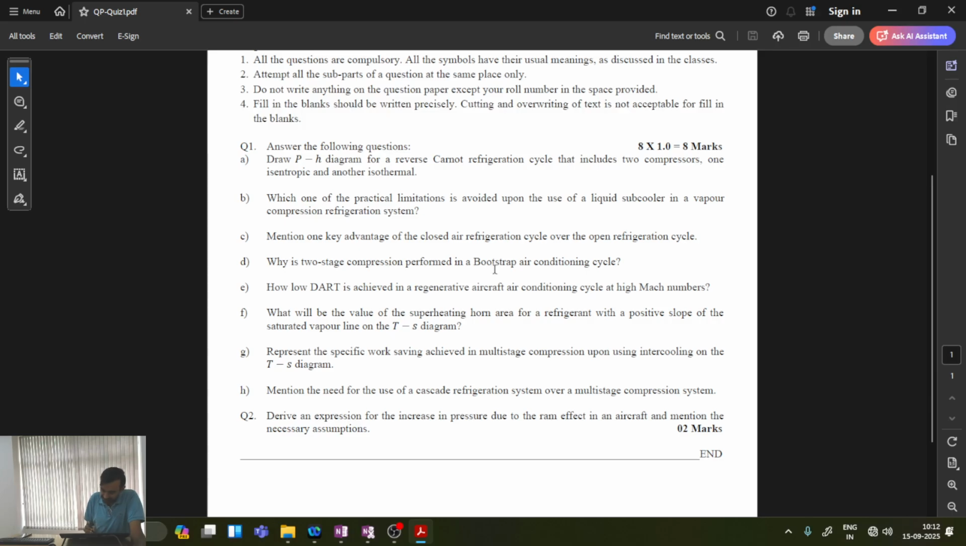Why is two-stage compression performed in a bootstrap air conditioning cycle? Please tell me. I have explained this point. I told you that whenever we go at high Mach numbers, the ram pressure P2 becomes large. If ram pressure becomes large, then the corresponding temperature is also large, and whenever you do the cooling using the ram air, that does not come to a very low temperature.